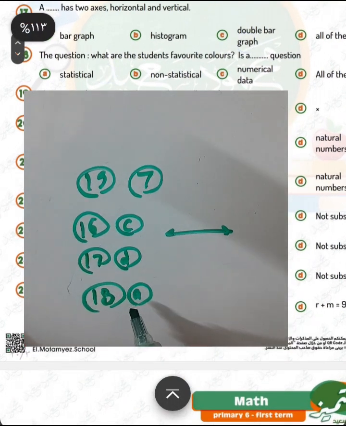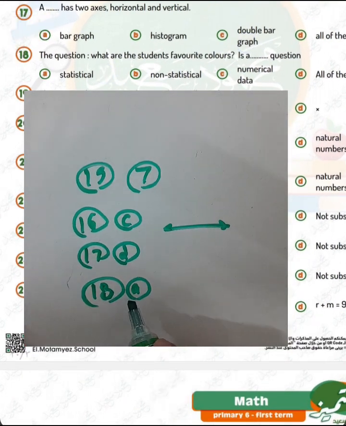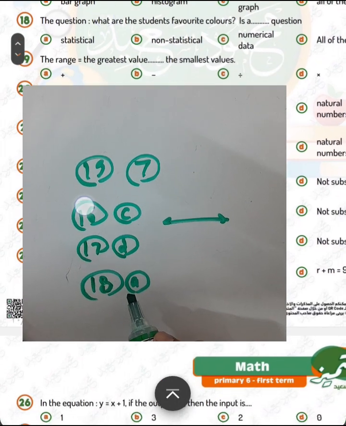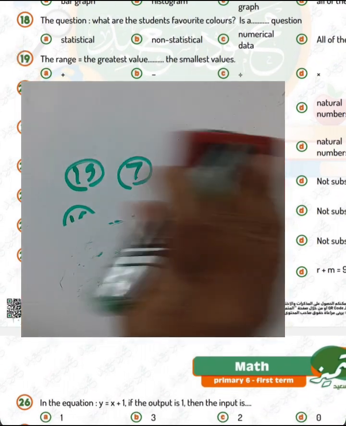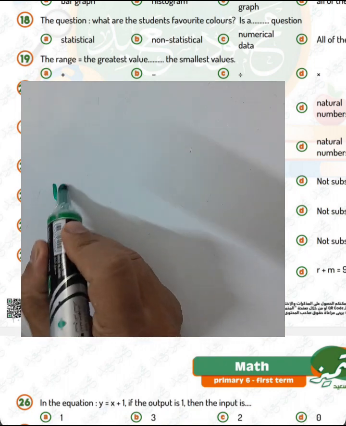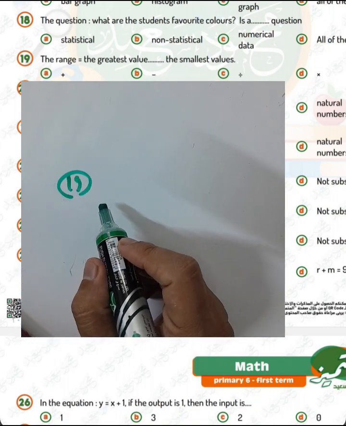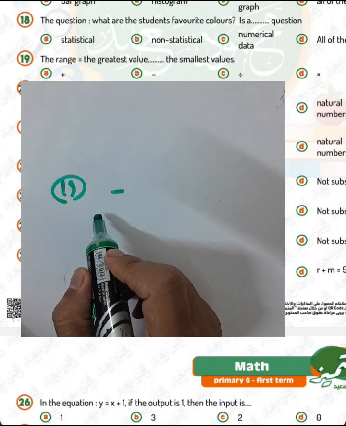Okay, about question 18, statistical because we have different answers. Okay, next 19. The range equals the greatest value subtract by smallest value.